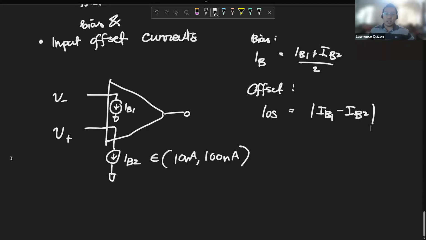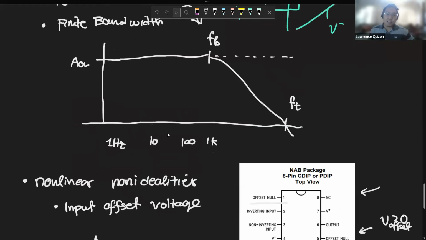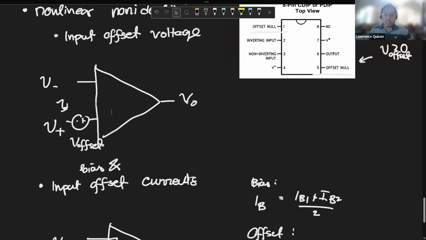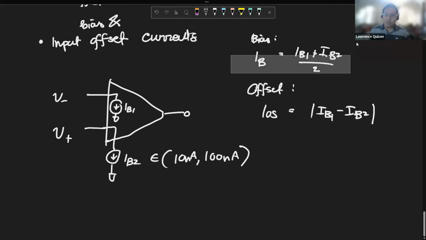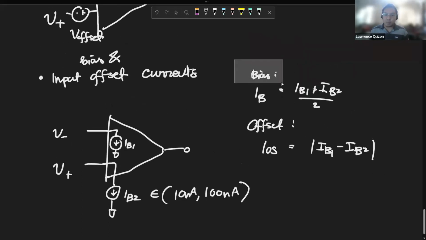Essentially, the offset current is the difference in currents of the two inputs, and the offset voltage is the difference in voltage of the two inputs, right? So that kind of makes sense. The general bias current is the average of the two currents, which also kind of makes sense. So we have two terms for this: the input bias current and the input offset current.